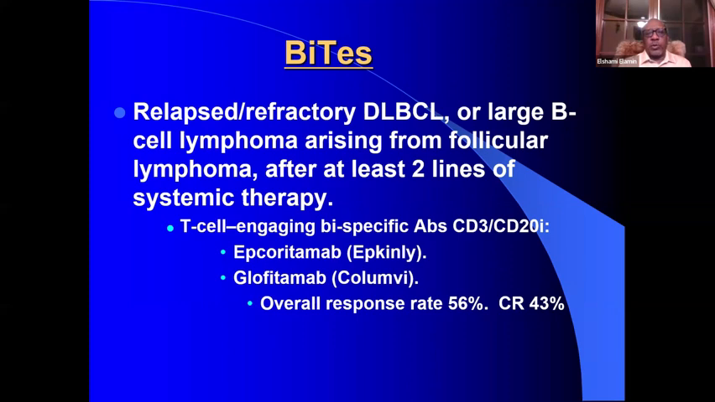Columvi, which is one of them, has been in use, at least in the States. I don't know about other places, but those are the new drugs, and they're effective with an overall response rate of 56% and CR 43%. Remember, those patients are heavily pretreated. This is third line. This is someone who has failed frontline chemotherapy, someone who failed even CAR T, someone who failed even transplant. So to have an overall response at that level is very high.